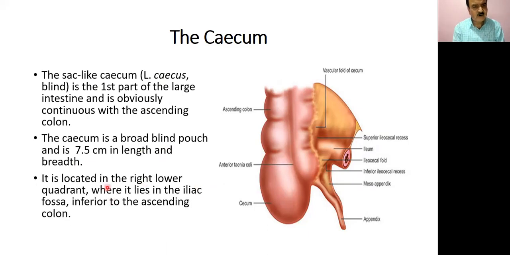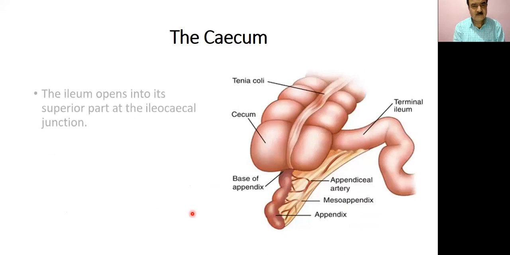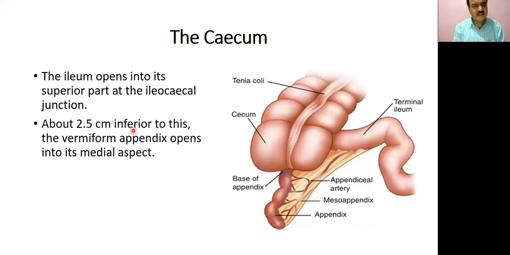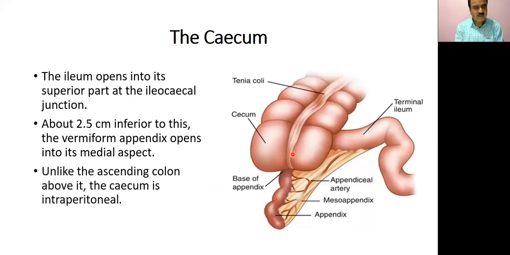It is located in the right lower quadrant, lying in the iliac fossa, inferior to the ascending colon. The ileum opens into its superior part at the ileocecal junction. About 2.5 cm inferior to this, the vermiform appendix opens into its medial aspect. So this is the vermiform appendix, just shown in the posterior aspect. This is the posterior aspect, don't get confused. So this is the appendix which enters it medially. Unlike the ascending colon above it, the cecum is intraperitoneal.